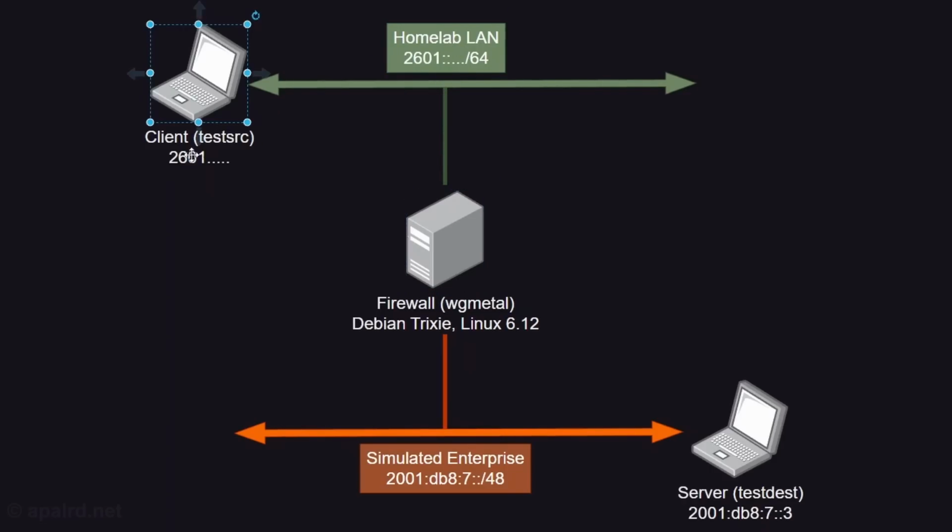Then I have a client, which is going to represent my client. It again has a regular IP address, and it's going to make VPN connections across the home lab LAN to the firewall. On the bottom side, I've got this whole network that's simulating like your enterprise dial-in network. I've got a server, my test destination, that's at 2001:db8::73, so we'll have to type that in later.